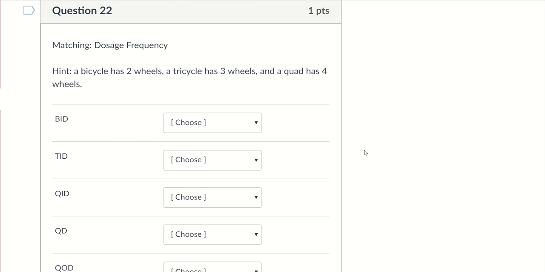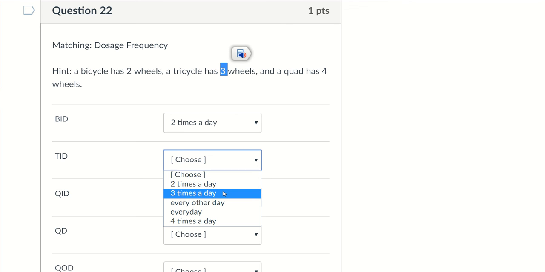All right, 22. So looking ahead to SIG codes 2, where we cover dosing frequency and some mnemonic devices to help you remember. So BI means 2, so there's 2 wheels on a bicycle. Tricycle, TRI, there's 3 wheels on a tricycle. And a quad, or quarters, there's 4 wheels, 4 quarters to $1. So for BID, what would you guess? 2 times a day, very good. How about TID for 3 times a day?